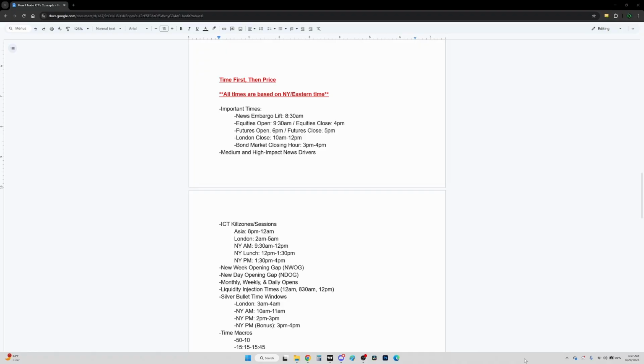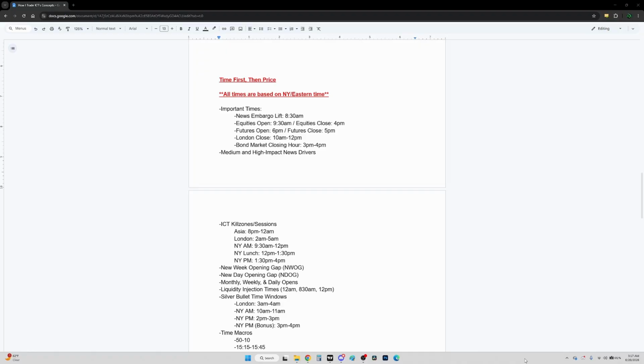The important times, the news embargo lift, so like these, I'm not really going to go and show it to you on the chart because it's just times. We don't have to go over ranges or anything. It's just times for you to keep in mind throughout the day. And you don't want to forget these times, or you at least want to be cognizant or aware of these times because they do play a large role in moving price.